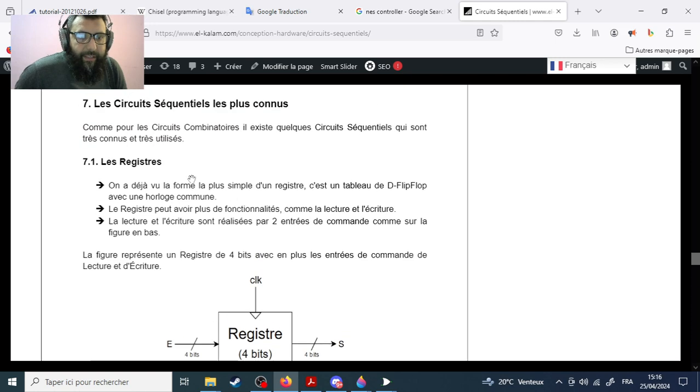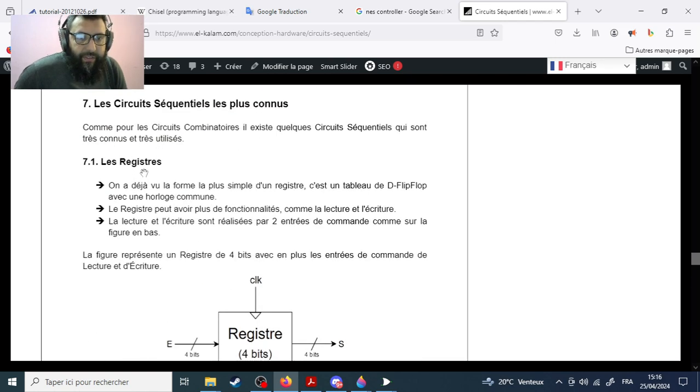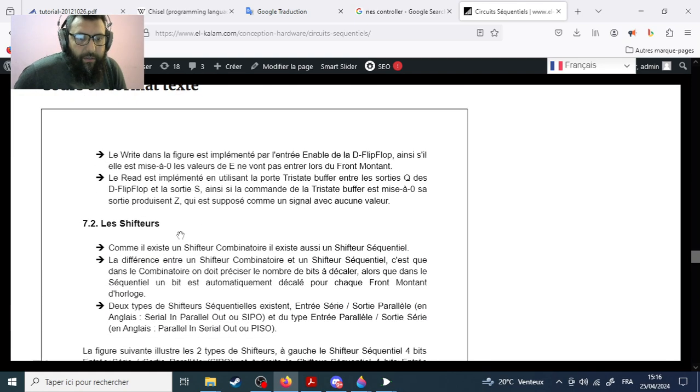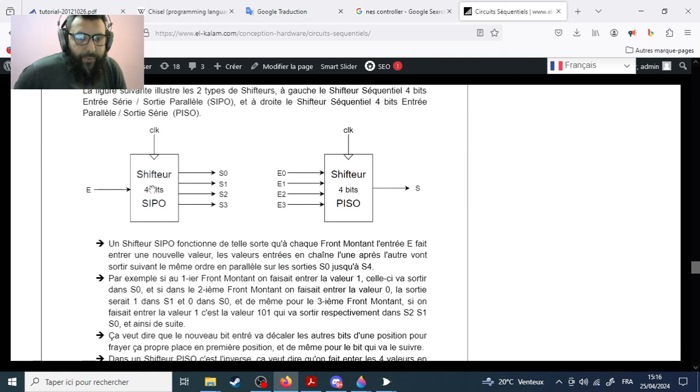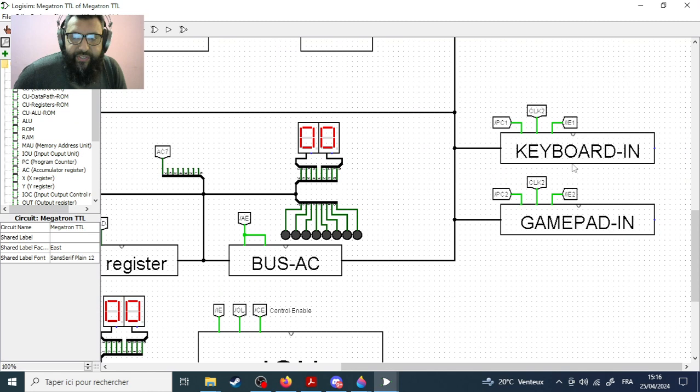And they are defined here. Register, we have two kinds. Shifter, we have two kinds. We have what we call SIPO, serial in, parallel out, and PISO, parallel in, serial out. In our case, we are using the serial in, parallel out SIPO shifter. You have to implement that. It's not difficult.